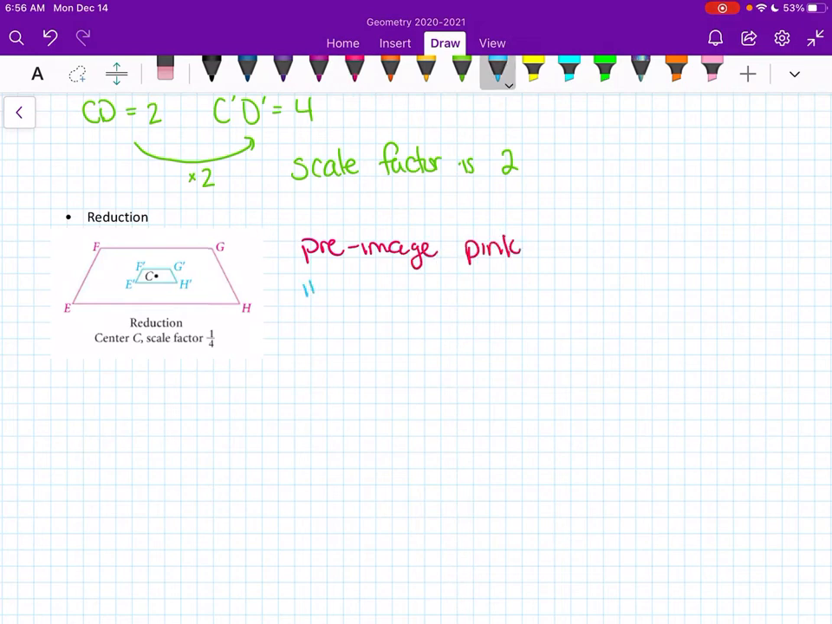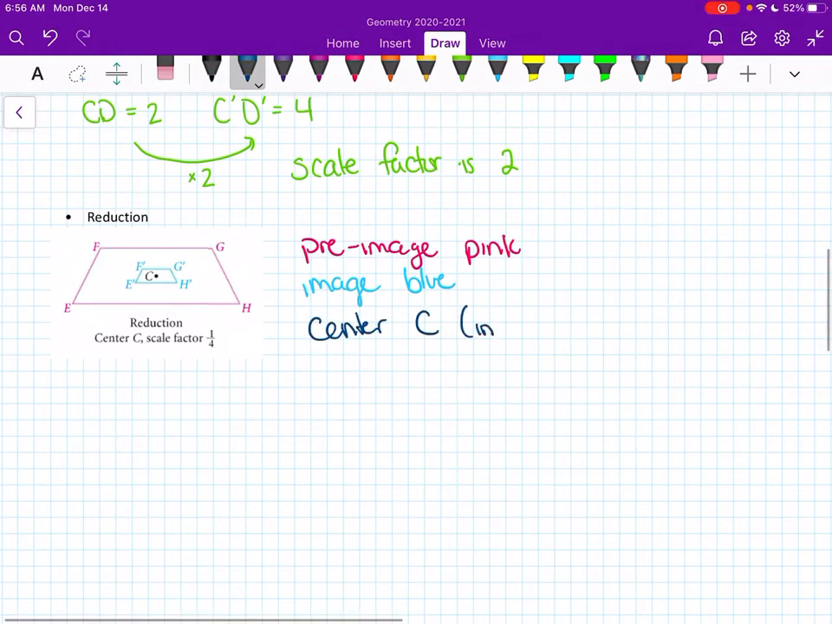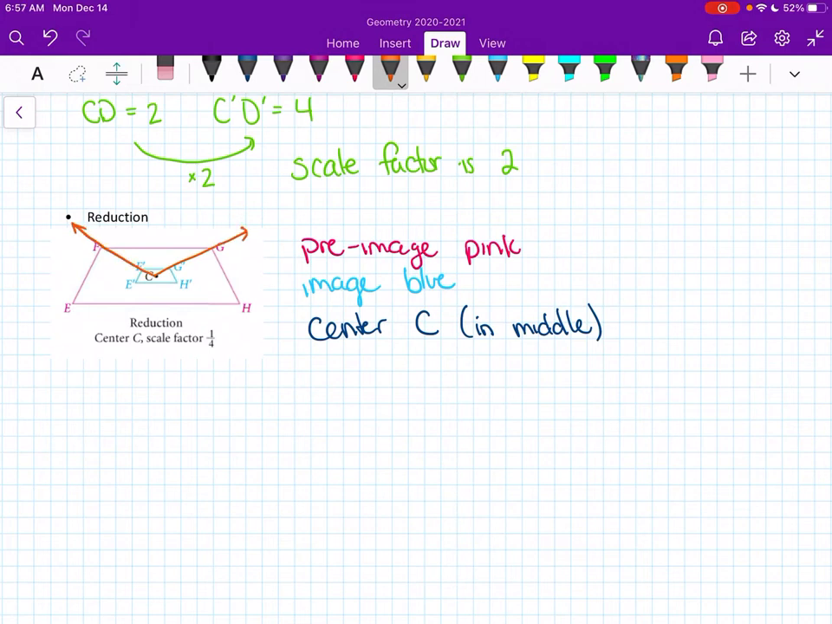And my image is the blue. And here my center is point C, and it's in the middle. So it's not on my pre-image like we had in the last one. That's okay. And so if I look here, if I connect G prime and my center, I see that I have the rays like this. Okay, so here are my rays that line up my images and pre-images for each point.